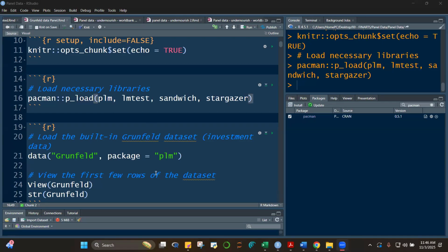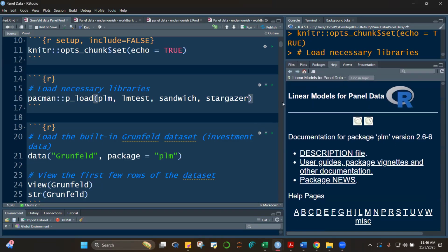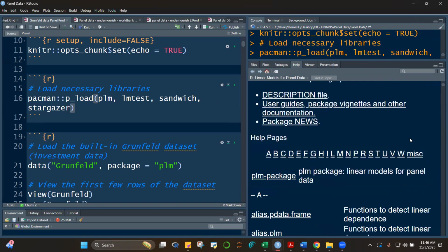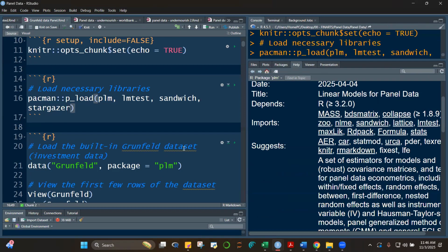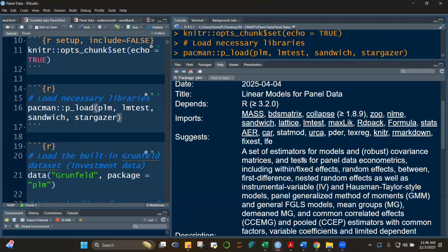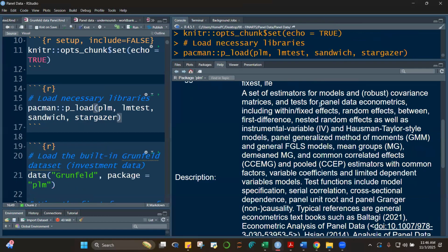So we're going to use data coming from the PLM package. So let's first look for the PLM package and see what this is, class. PLM. Let's click this. This is for panel data class, linear models for panel data. If you check what this is about, the description: this is a set of estimators for models and robust tests for panel data econometrics. So there is a special package that deals with panel data, and that's PLM.